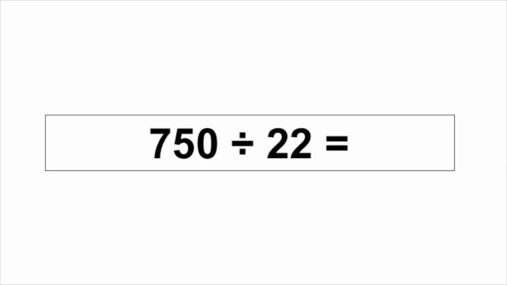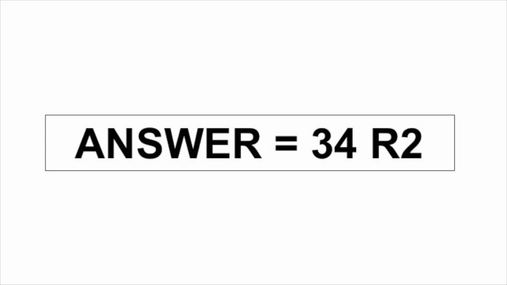Bring down. But there's nothing left to bring down. But we're not at 0. What does that mean we have to do with number 2, guys? Remainder 2. Okay, so now we have our answer. 750 divided by 22 equals 34 remainder 2. Yes, 34 R2 or 34 remainder 2.